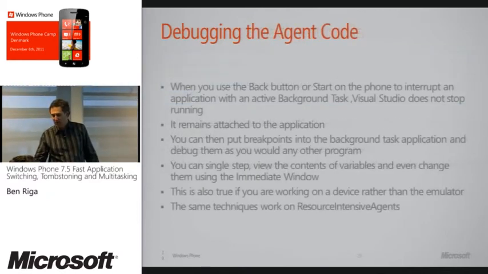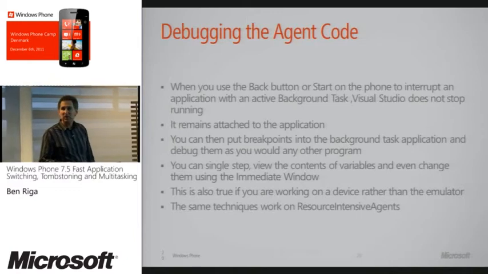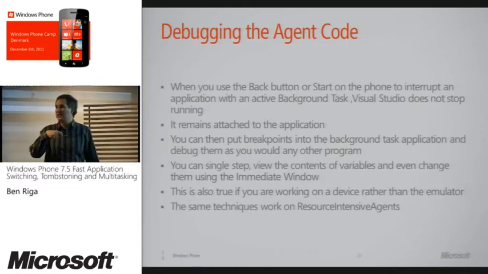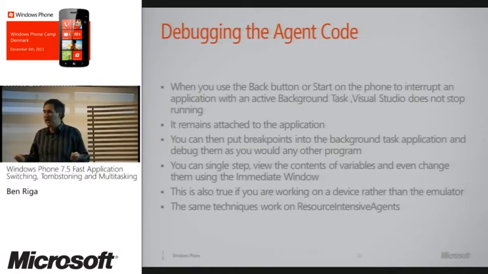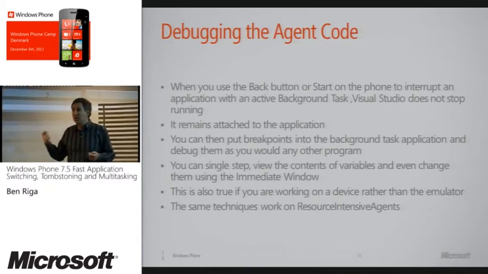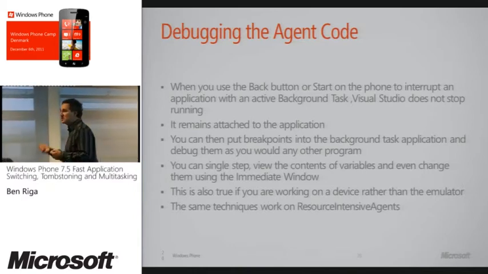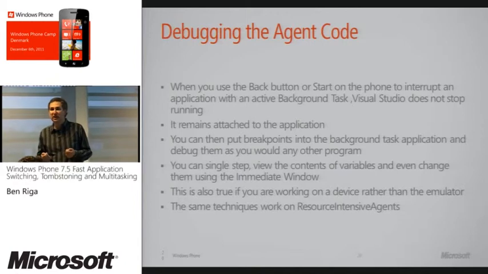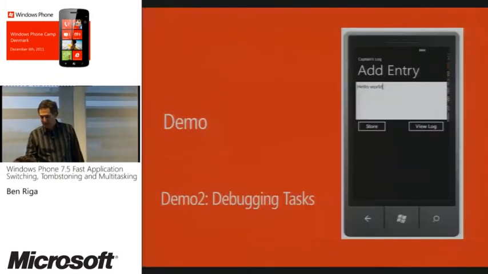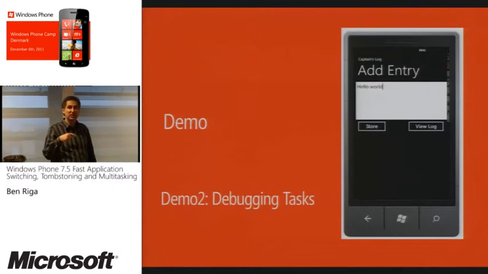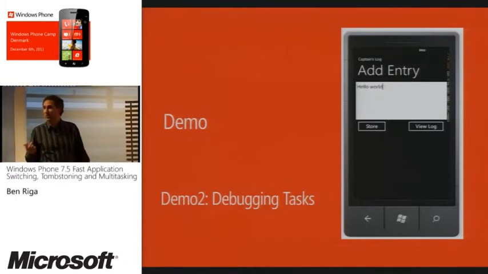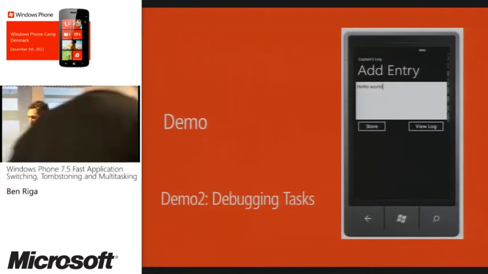Debugging the agent code is pretty much the same as we saw earlier. You have access to the debugger when your foreground app has exited, because by definition the agent is still running, right? You still want access to that code, and you need to see what's going on. You need to be able to debug it, so it's basically multi-process debugging. You have full access to that. And the same thing that we did for a periodic agent works for a resource-intensive agent. It's exactly the same.